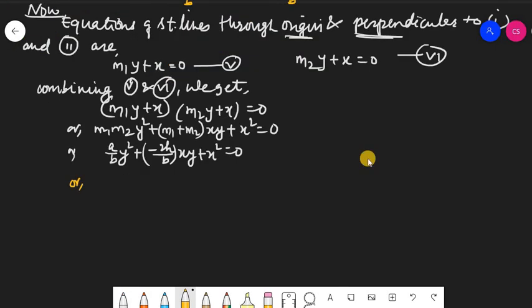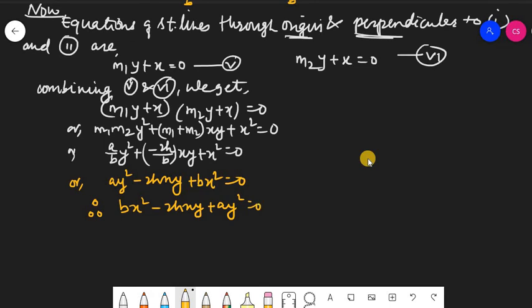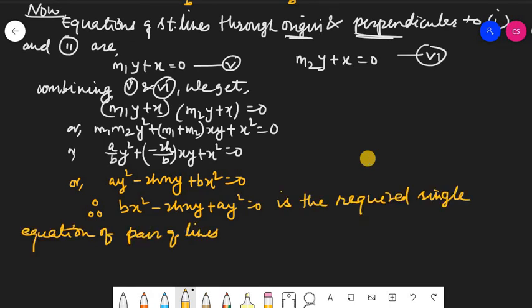Now when we take the LCM, we get ay² − 2hxy + bx² = 0. When we arrange it, it becomes bx² − 2hxy + ay² = 0, which is the required single equation of pair of lines perpendicular to ax² + 2hxy + by² = 0.